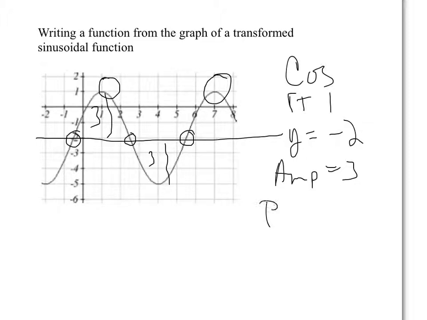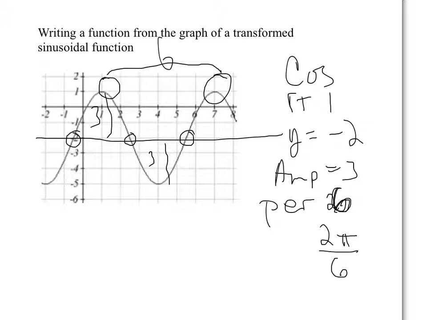The last thing I need to find is the period. I'm seeing the period is, let's see, 6 wide. So the period is 6, and to find the b for my equation, since I know the normal period for a sine and cosine graph is 2 pi, I'm just going to take 2 pi divided by 6 and simplify that, so I get pi over 3. That's my b. This is my a. It's not reflected, so let's write this equation.